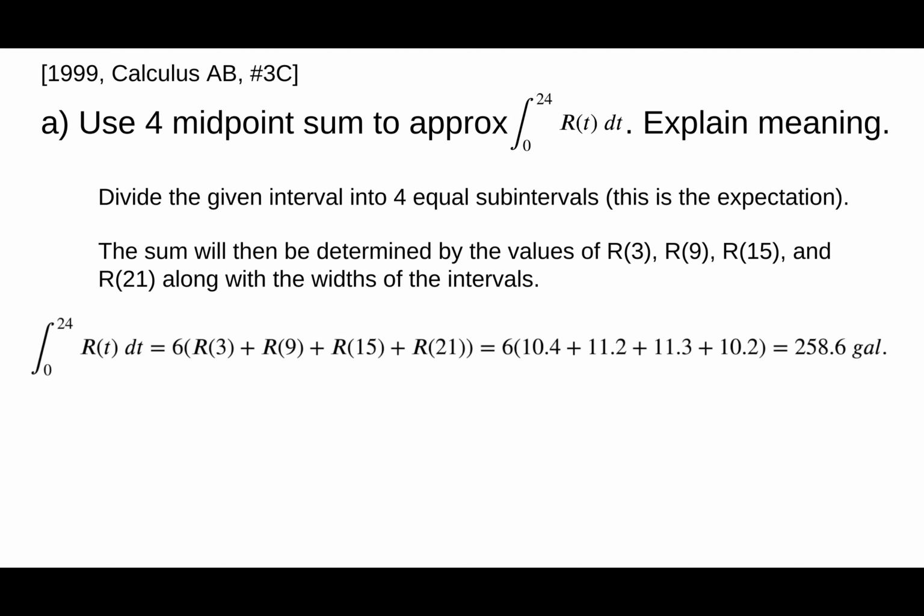So our approximation for the integral from 0 to 24 of r of t dt would be 6, since all of the intervals are of width 6, times the sum r of 3 plus r of 9 plus r of 15 plus r of 21. Those 4 values we get directly from the table, and since this is calculator active, we can actually determine a number here. The value of the integral would be 258.6 gallons.